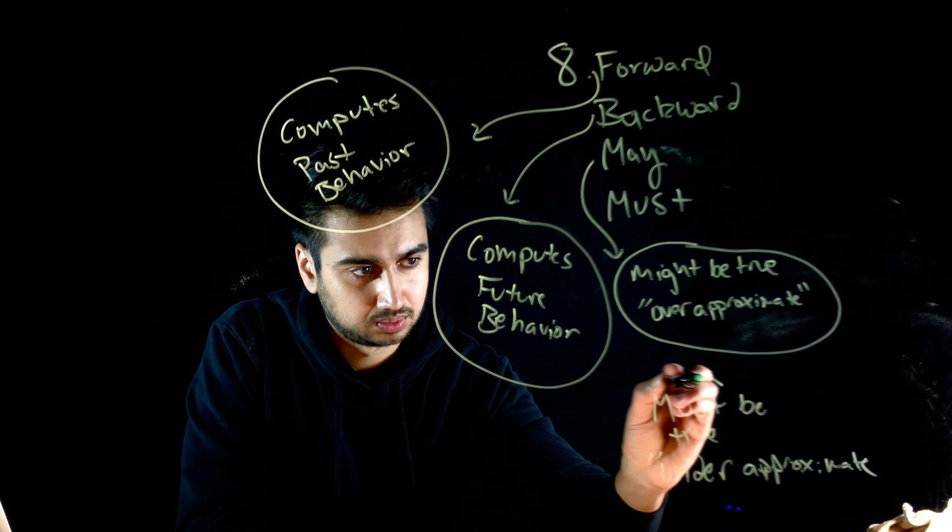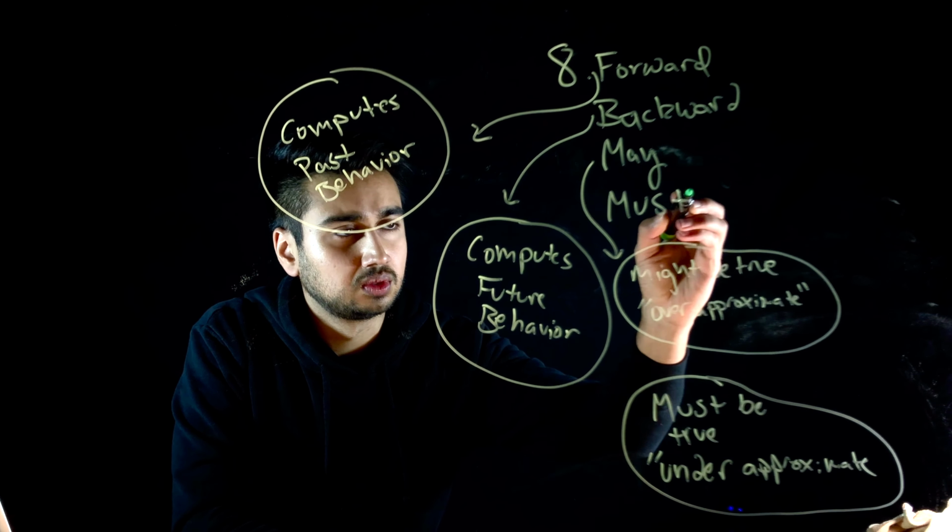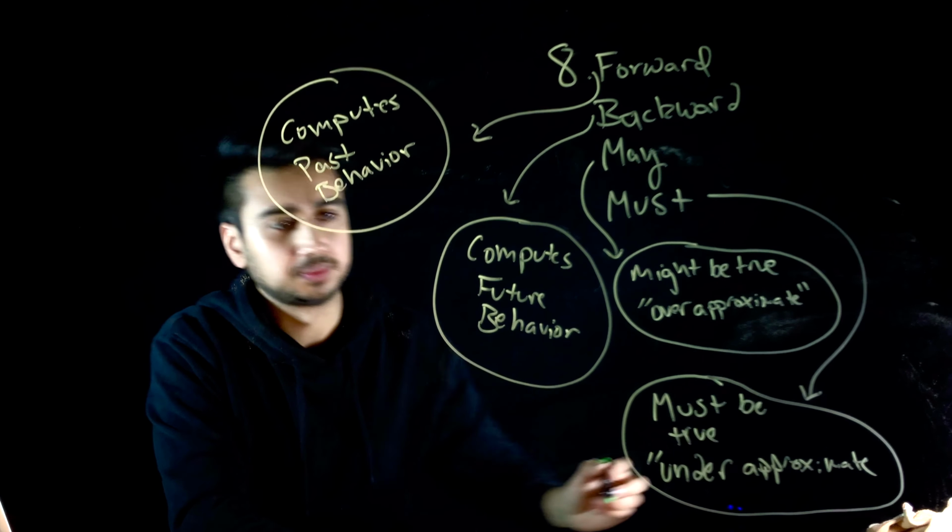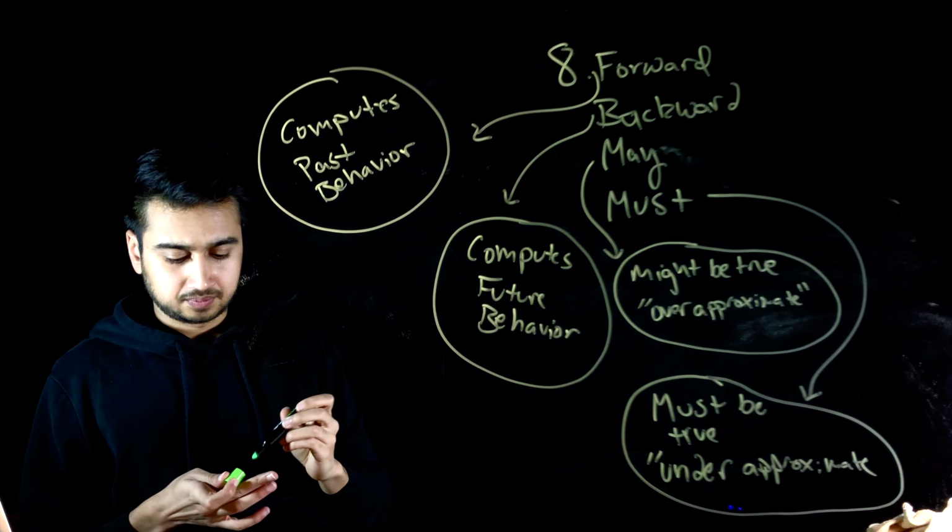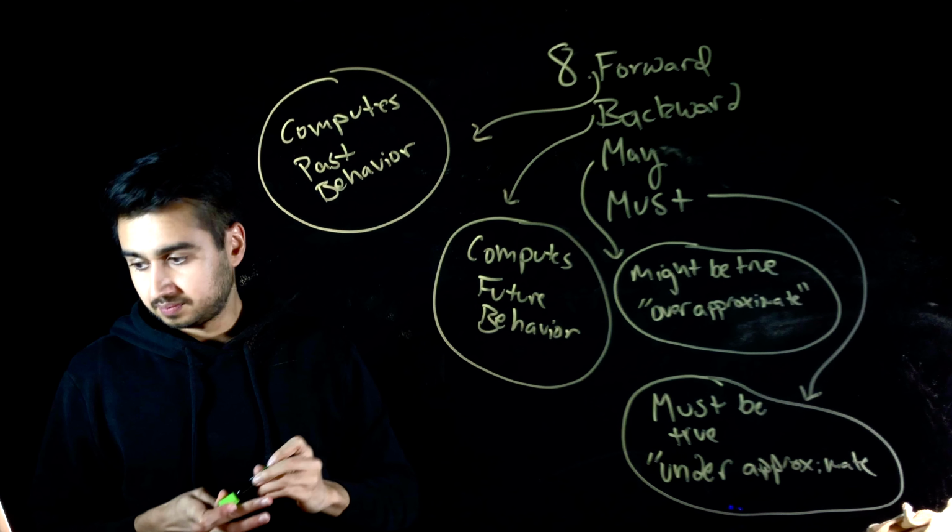Thinking in terms of forwards, backwards, may, and must will help us when we're designing new analyses. This is because in every forward analysis, we know we'll be combining information from predecessor nodes. In every backwards analysis, we know we'll be combining information from successor nodes. In every may analysis, we'll be unioning together joins, and in every must analysis, we'll be intersecting together joins.